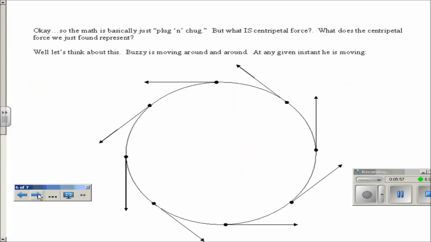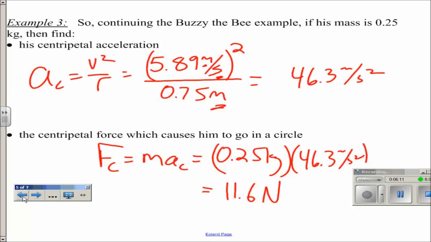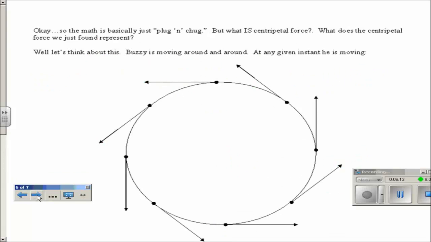What I tend to find is that people in this chapter don't have a tough time with the math. It's basically, like it says here on the screen, just chug and chug. The tough part is identifying what the centripetal force is, not numerically, but conceptually. What is that number we just found, 11.6 newtons? What does that represent? He's going in a circle. There's a force keeping him going in a circle. That's how much force is required. Well, where's it coming from?